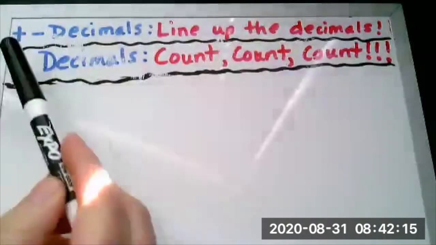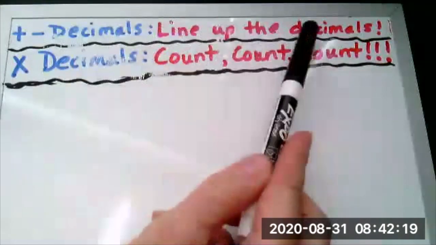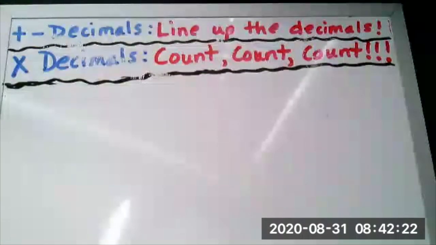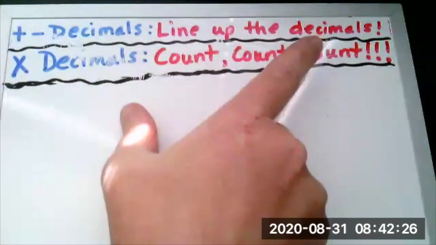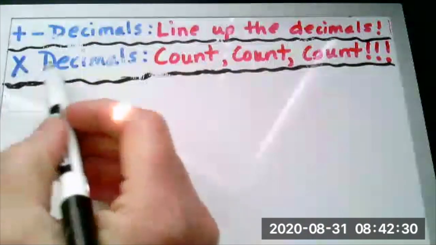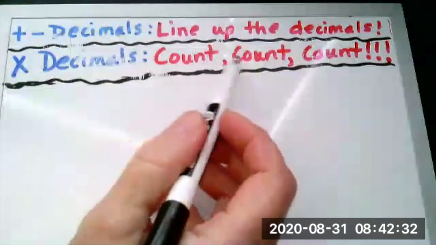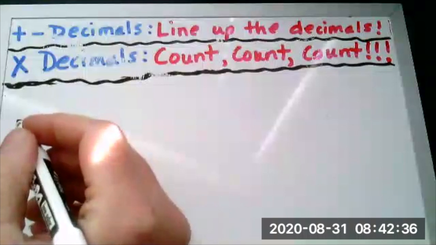But we want to remember that when you add and subtract decimals, you line up the decimals. So when you add and subtract decimals, you line up the decimals. That's the most important thing. And then when you multiply decimals, you have to count how many place values are behind the decimals.